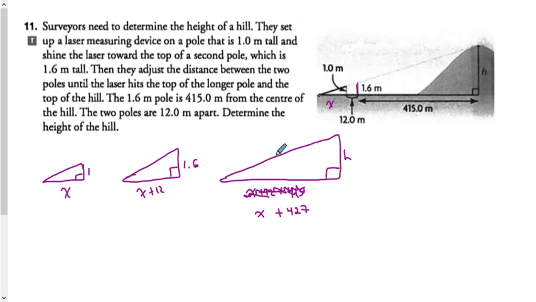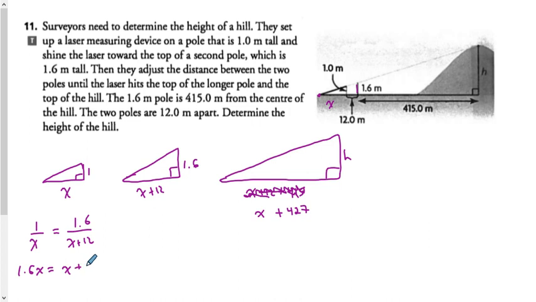Now I don't want to mix together in a proportion the unknown h and the unknown x, because then that'll be too many unknowns I won't be able to solve. So I've got to do one at a time. So let's use my first two triangles and use them to solve for x. I'm going to say my first triangle, 1 over x, is going to be equal to, let's compare my second triangle, 1.6 over x plus 12.